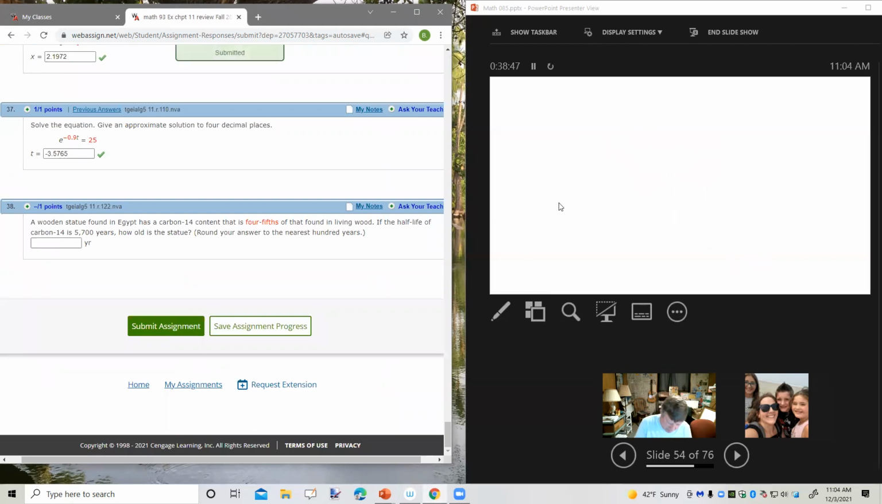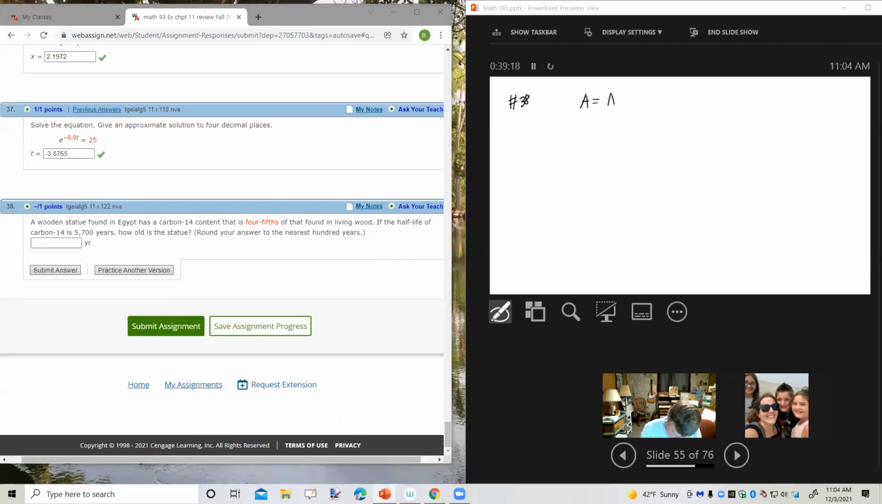Okay, and number 38. A wooden statue found in Egypt has a carbon-14 content that is 4/5 of that found in living wood. If the half-life of carbon-14 is 5,700 years, how old is the statue? Round your answer to the nearest 100 years. And this is another problem that a lot of people missed because they didn't do this. You got to read all the directions.